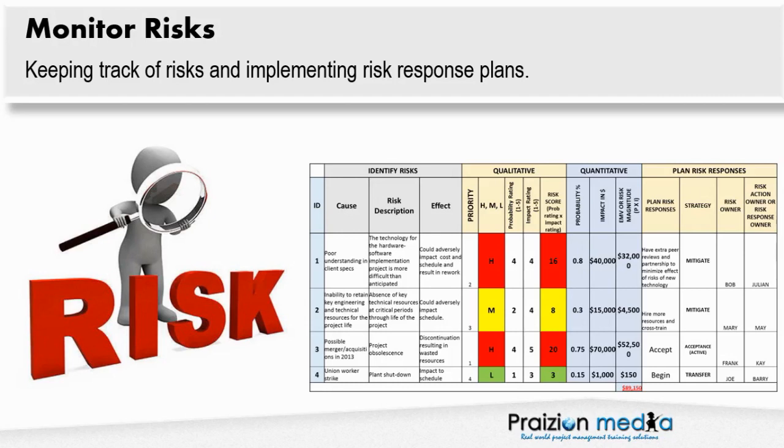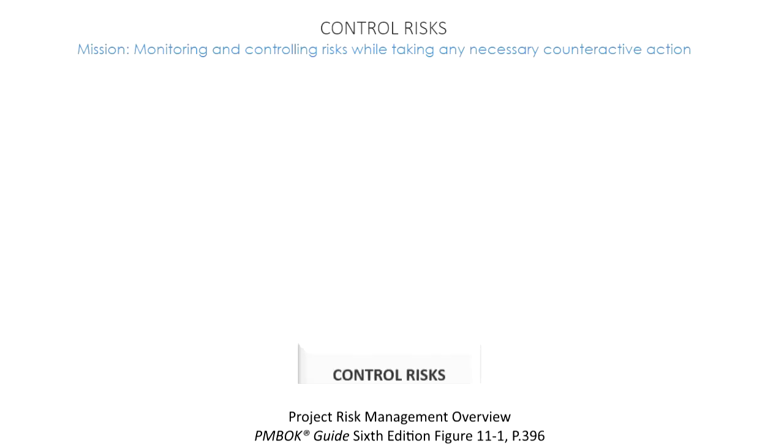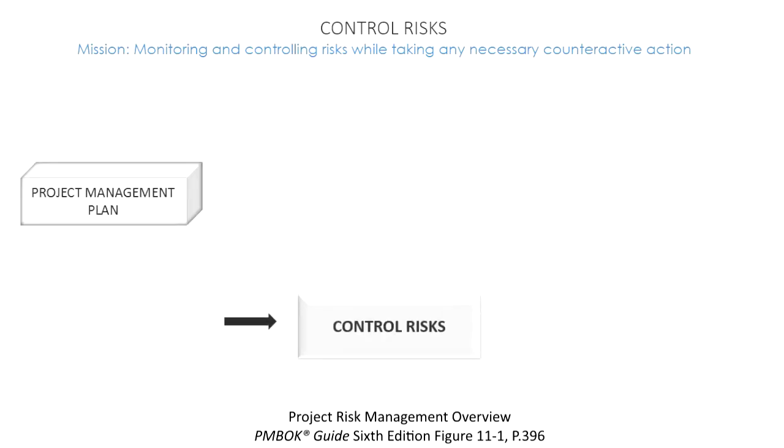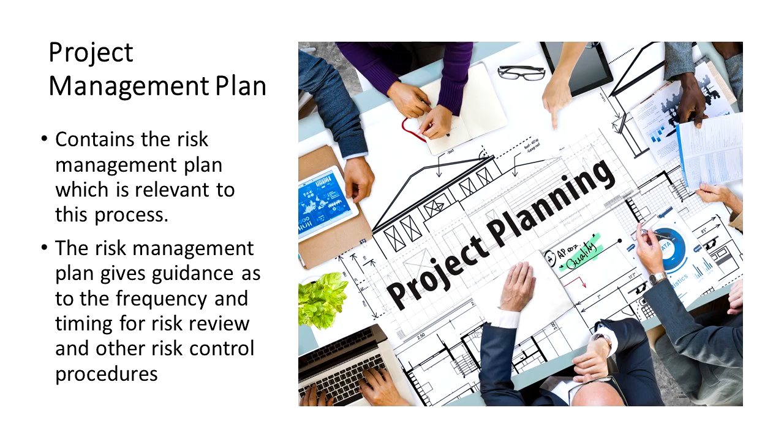We want to make sure that we have done what we should, and we also want to check the effectiveness of our risk responses. So let's take a look at our inputs, tools, and techniques and outputs. The first input, as usual, is the project management plan, because it contains our risk management plan, which guides us on how to carry out this process.